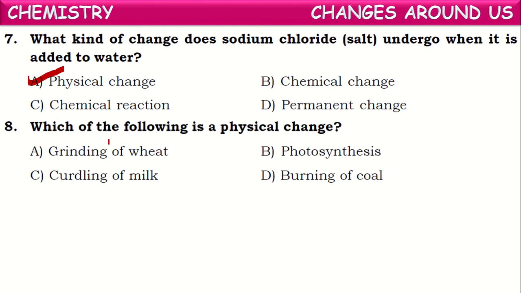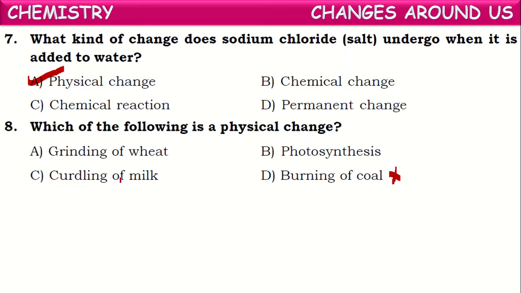Next one. Which of the following is a physical change? Observe, here some changes are given. Identify the physical change among these. Grinding of wheat, photosynthesis, scalding of milk, and burning of coal. If you observe these all, burning of coal leaves ash and releases carbon dioxide and some other gases into the atmosphere. So it is a chemical change.